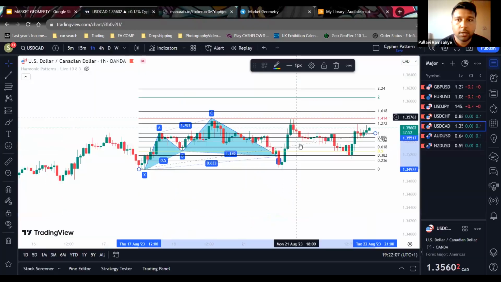So we're looking for point C. If someone could put in the chat where we're looking for point C to fall, that's okay, that's not a problem. So could someone put in the chat where we're looking for point C to fall between?